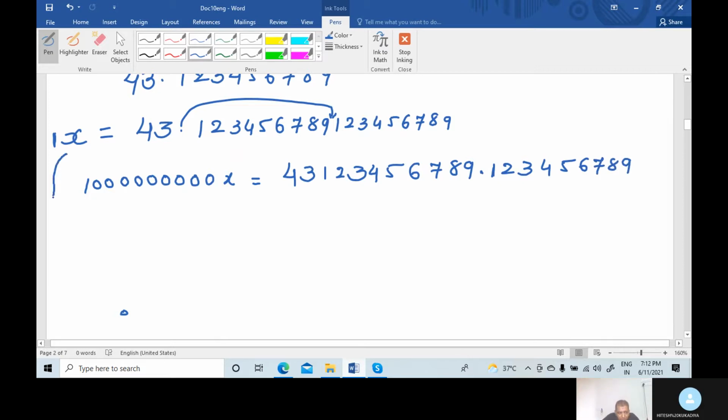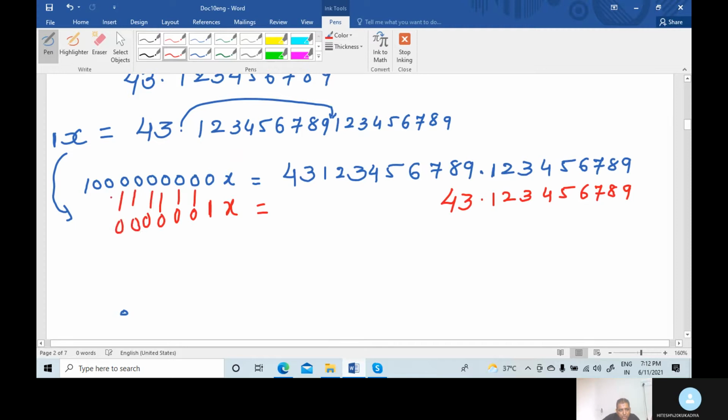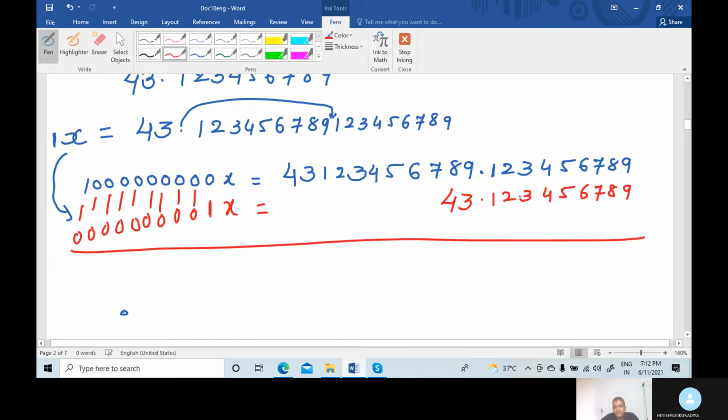Clear? Now subtract the original number from this number. Now write here x equal to 43.123456789 and so on; you can write zeros after it and subtract here. After the decimal, it is the same number, so compulsorily all the zeros. Okay. Now 9 minus 3, 6. 8 minus 4, 4. And all the digits are remaining as they are.